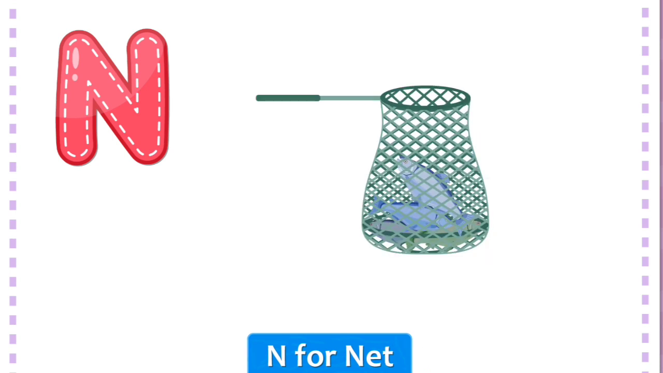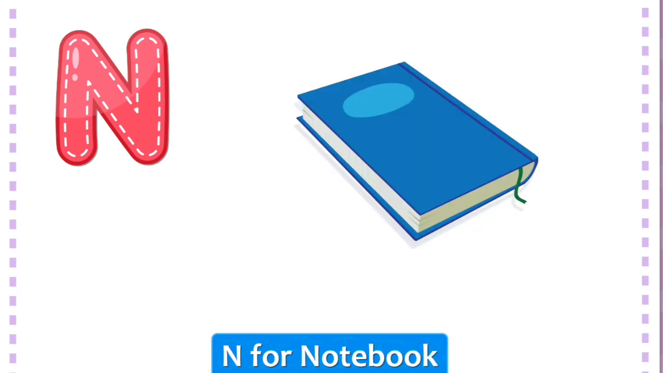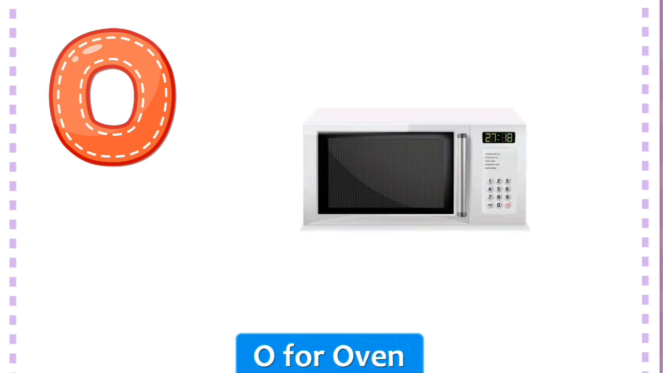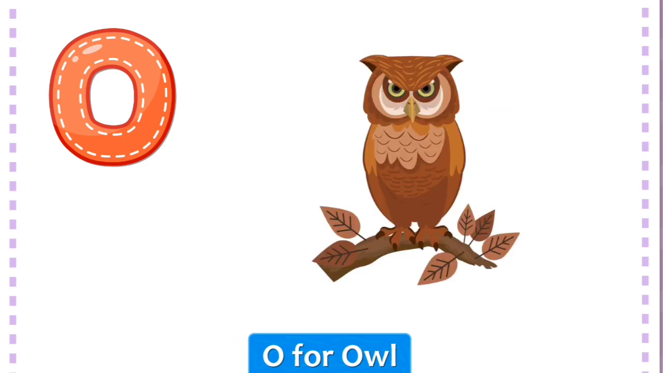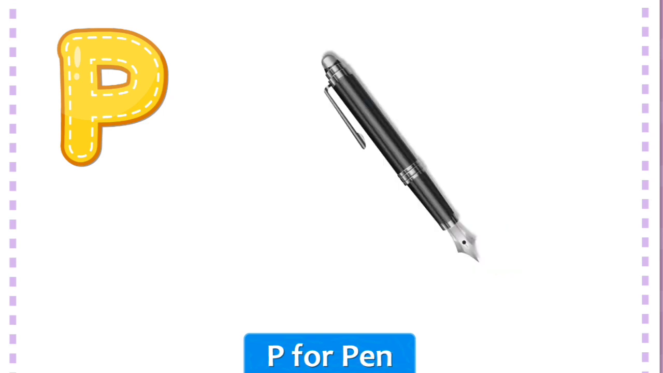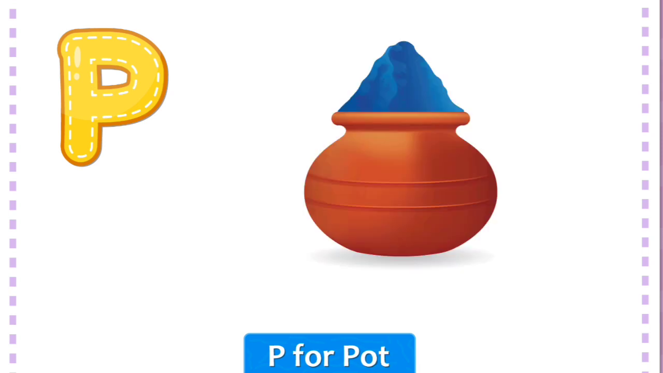N for net. N for notebook. O for orange. O for oven. O for owl. P for parrot. P for pen. P for pot.